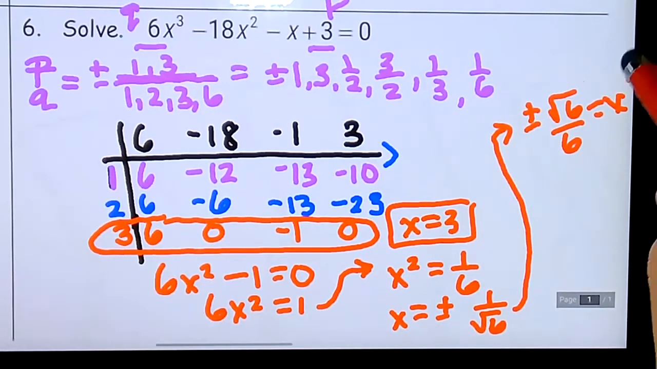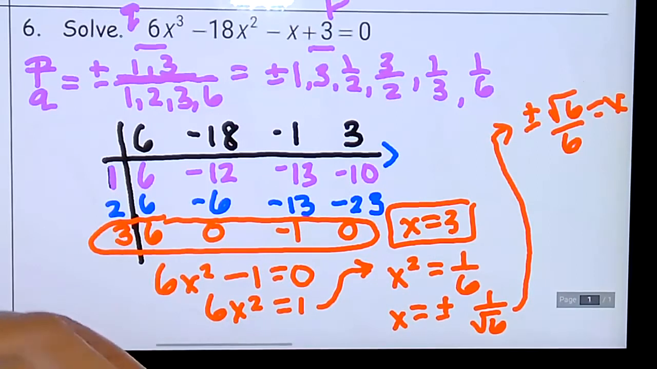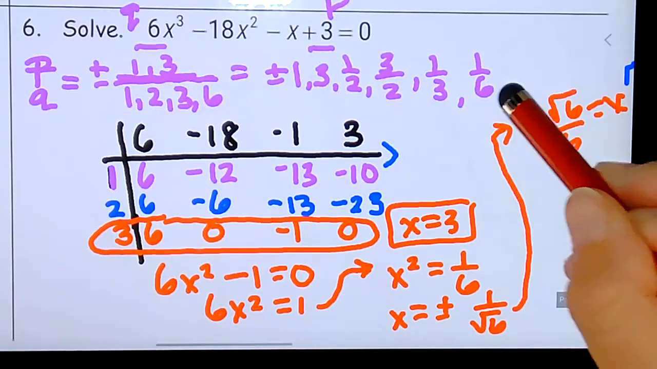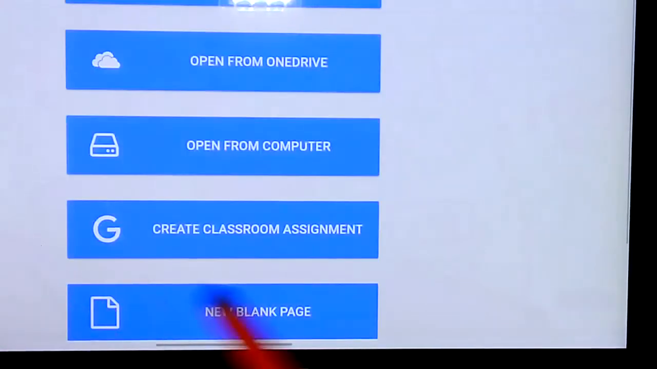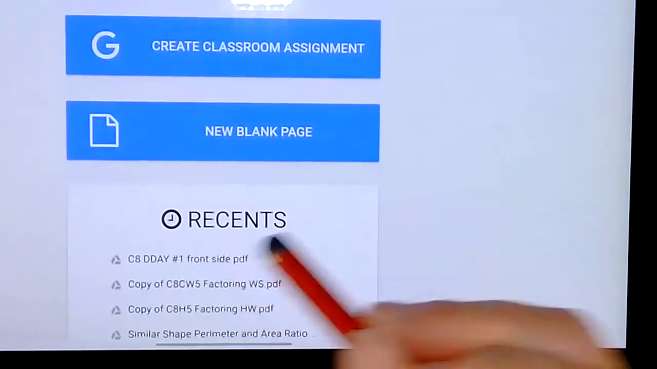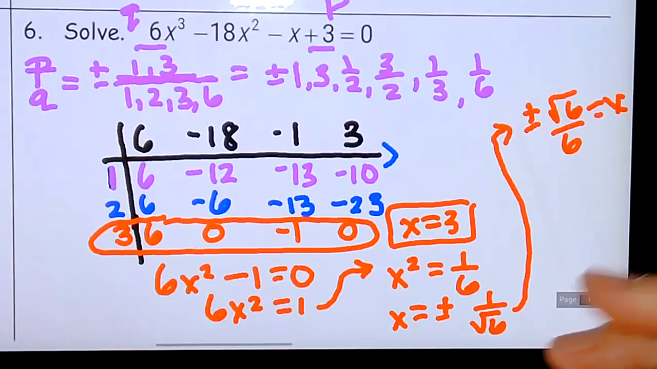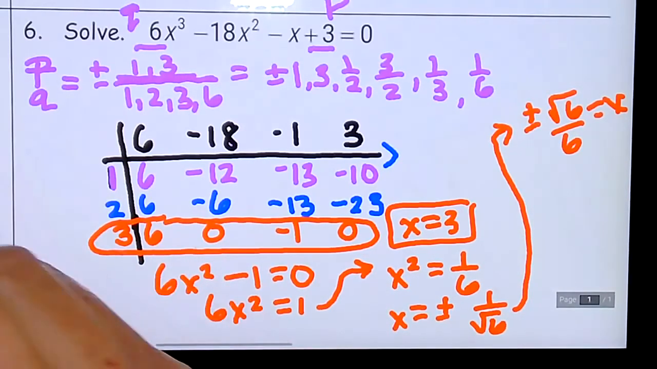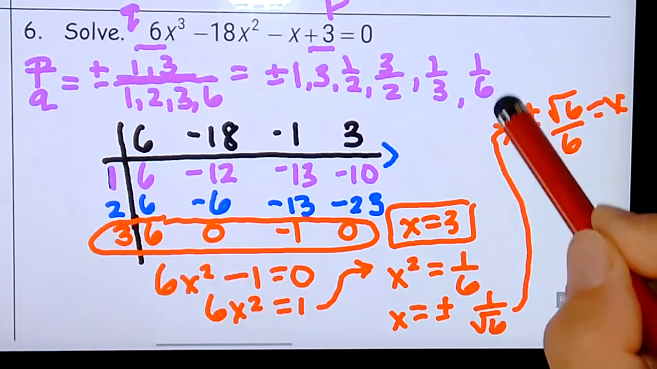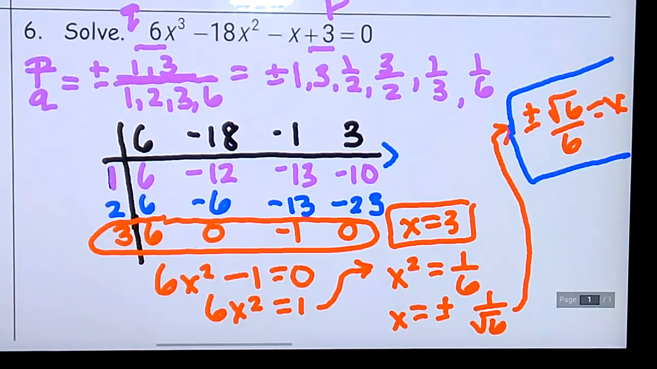Now, these answers would not have been answers I would have found with these P over Q's. Okay, let me get this back, sorry. Getting too close to the edge there. Okay, so here, I'll half box it. So 3 and then plus or minus root 6 over 6.